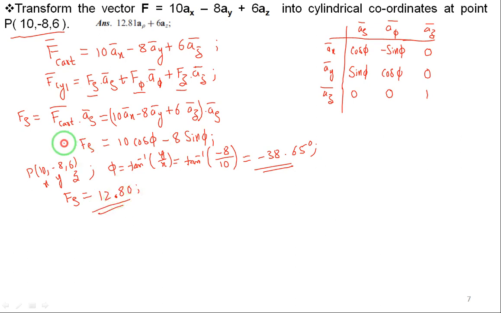If that point P is not given, leave it here only. If point P is given, you substitute and calculate, right? Here in this problem, point P is given, right? F rho, yes, F rho is ready. Next, calculate F phi. We'll go for calculation of F phi.